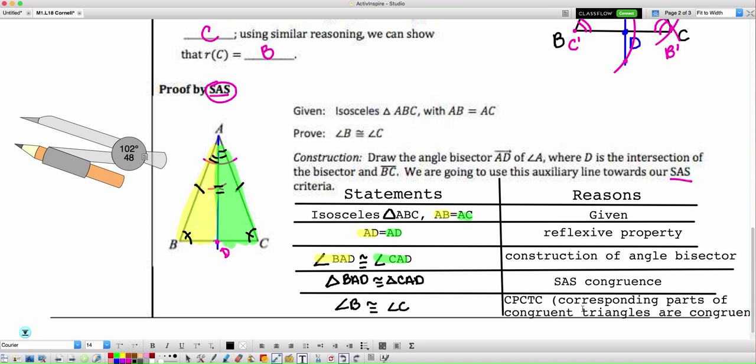All right. I want you to keep in mind that you can only use this CPCTC after you've proven that two triangles are congruent. And so far, the only way we've determined that two triangles are congruent is by using this SAS congruence. So next week, we'll start to talk about different types of congruencies. But either way, CPCTC comes after two triangles have already been proven to be congruent. So you'll see that in my next set of proofs.